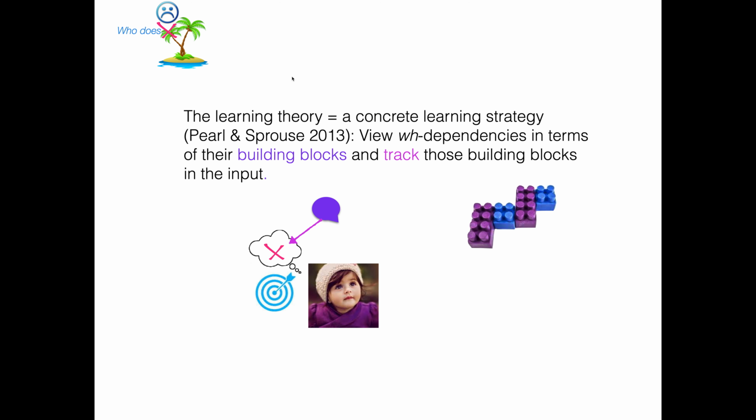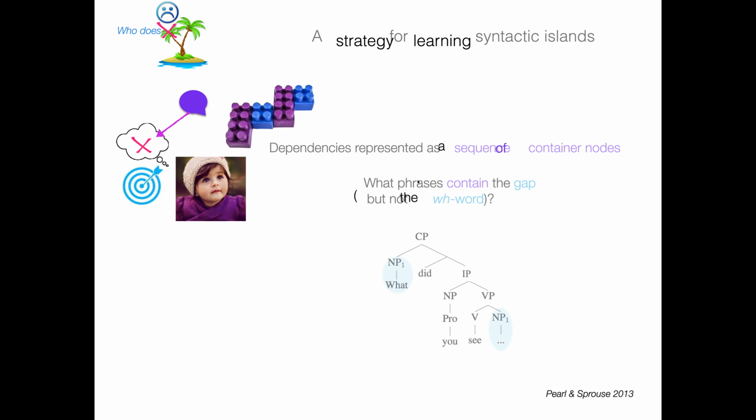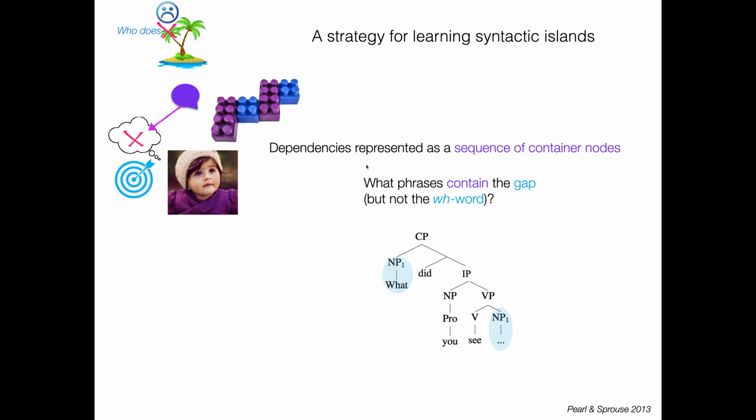So the learning theory that was proposed by Pearl and Sprouse 2013 is a concrete learning strategy that says view WH dependencies in terms of their building blocks, which we'll talk about in a moment, and track those building blocks in the input, because that's what you're going to use to generate judgments about any dependency you like. So just to show you how that works, the dependencies under this learning theory are represented as a sequence of what Pearl and Sprouse called container nodes. That is, the phrases that contain the gap, but not the WH word.